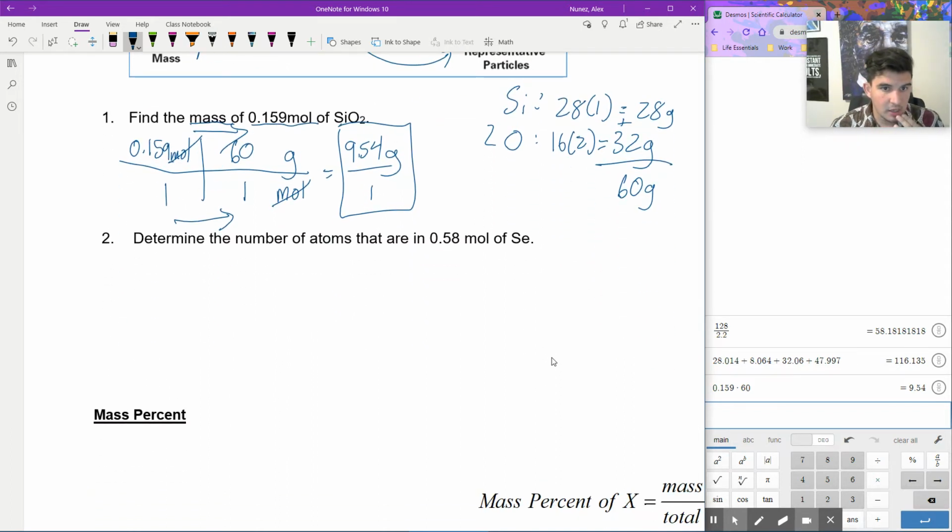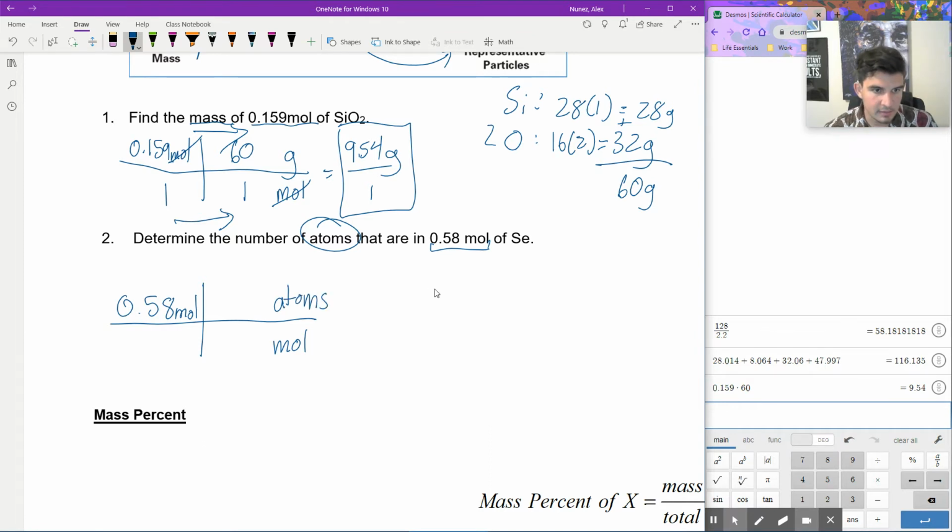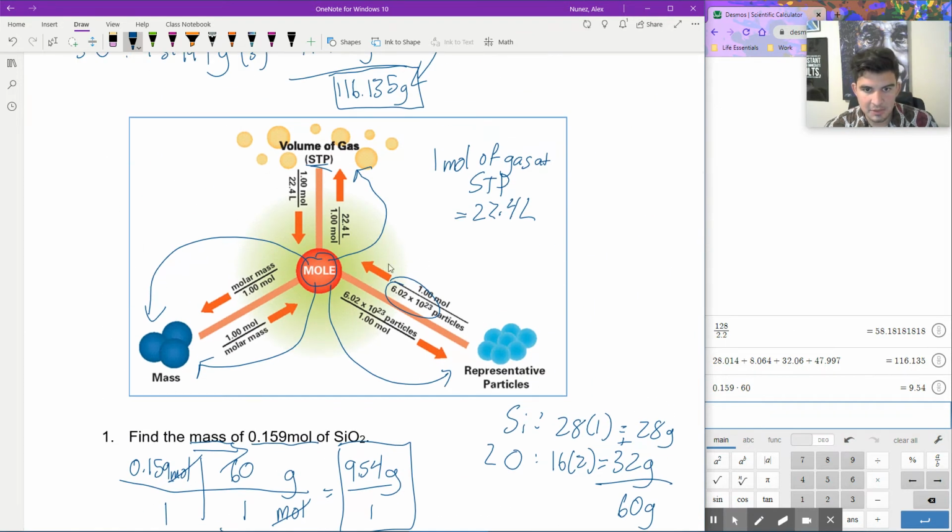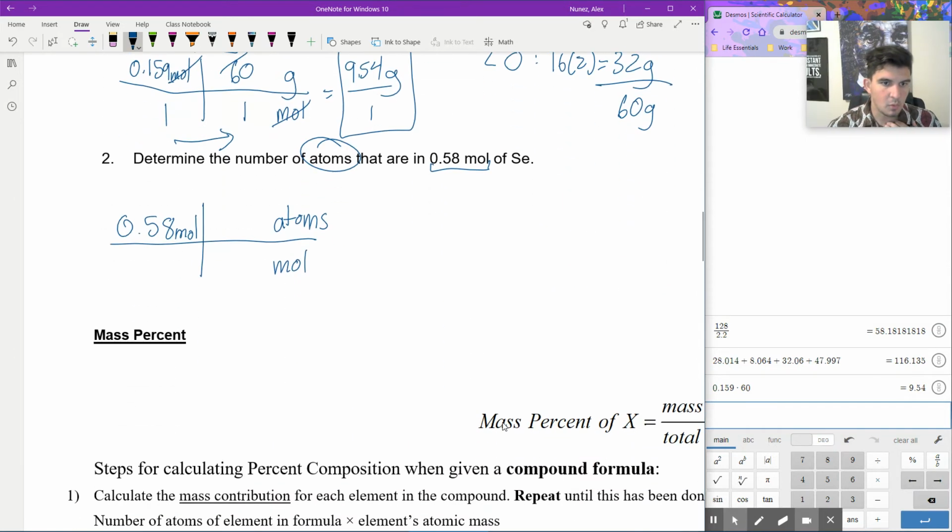Alternatively, let's say you needed to find the amount of atoms based on the number of moles. These ones are nice and easy. You don't have to use the periodic table. We start with 0.58 moles. I need to divide out moles, and I want to know the number of atoms I have. Well, atoms I can figure out just by using Avogadro's number. We know that in 1 mole, there are 6.02 times 10 to the 23rd atoms. It's a ton of atoms, okay?